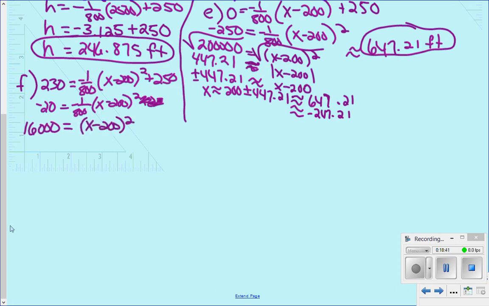And next I'm going to take the square root of each side. I'm going to end up with the absolute value of x minus 200 is equal to, again, we'll have a decimal approximation here, so I'll change that to approximately 126.49. So then I'm going to get rid of the absolute value by making 126.49 plus or minus.